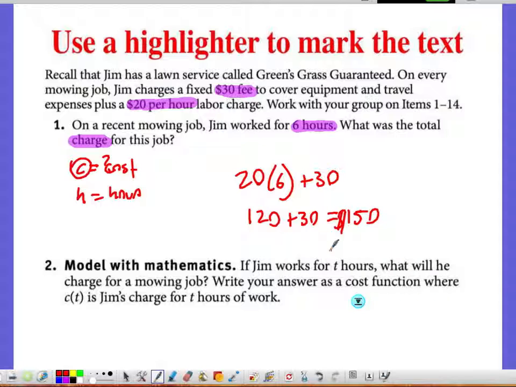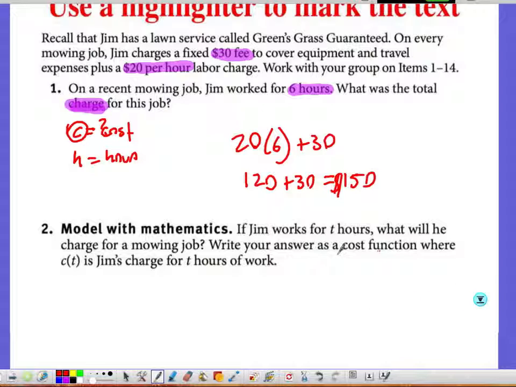There you go. We took the information. So you were the detective. You looked at the information, looked for important clues, highlighted those clues, put them together to form your equation and solve it to find your answer. Let's take a look at the next thing here.